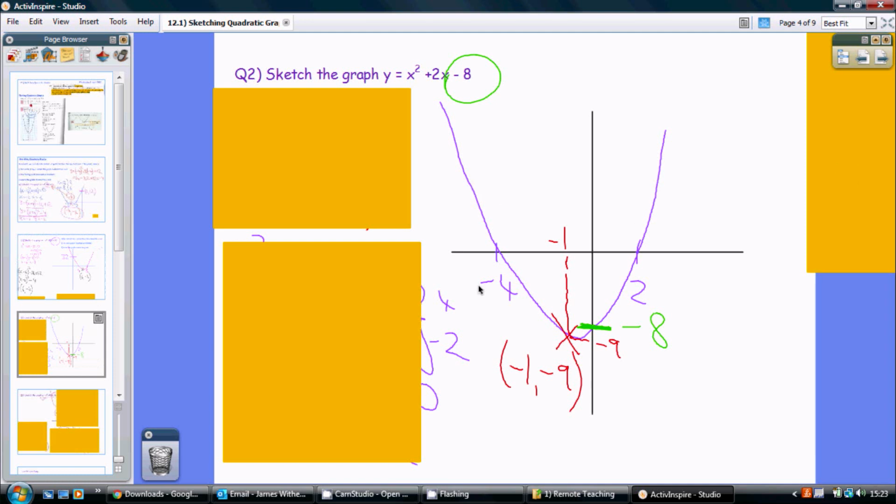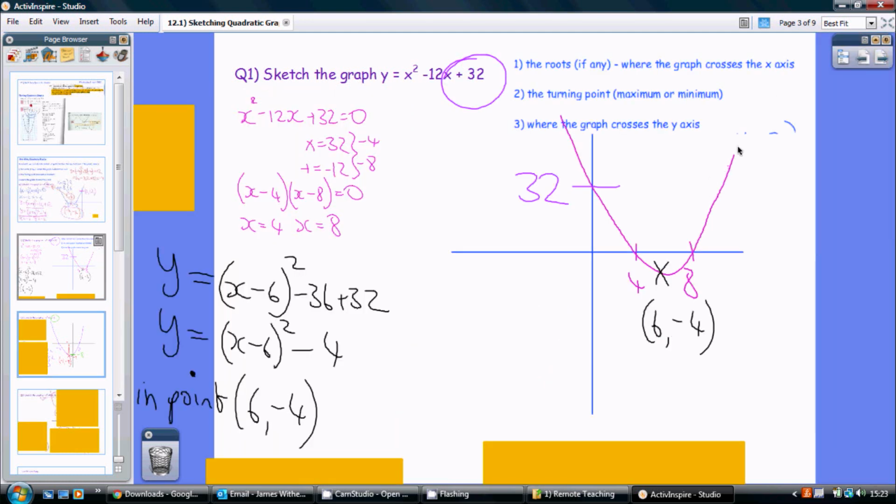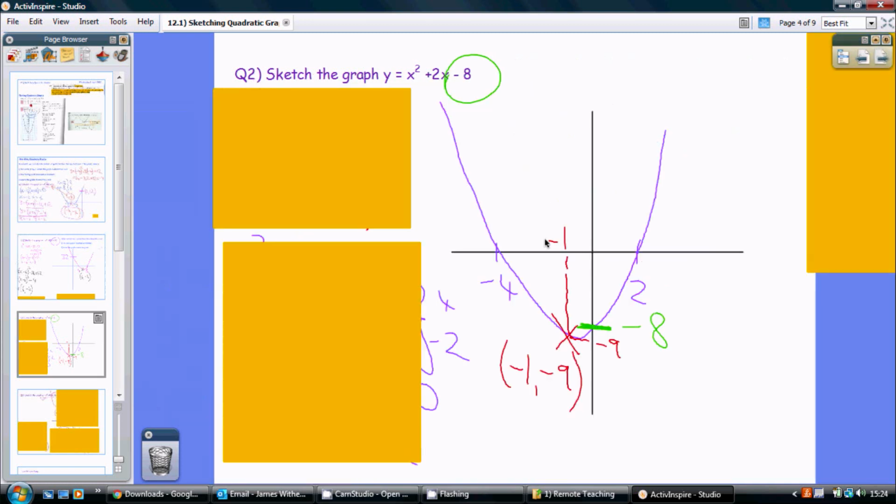Oh, thinking about it, I think on question 1 I forgot to say where it cut the y-axis, didn't I? Yes, so going back to question 1, when x is 0 and we substitute 0 into this, we do indeed get the y value being 32. Sorry, I forgot to mention that. So back to the question we're on.